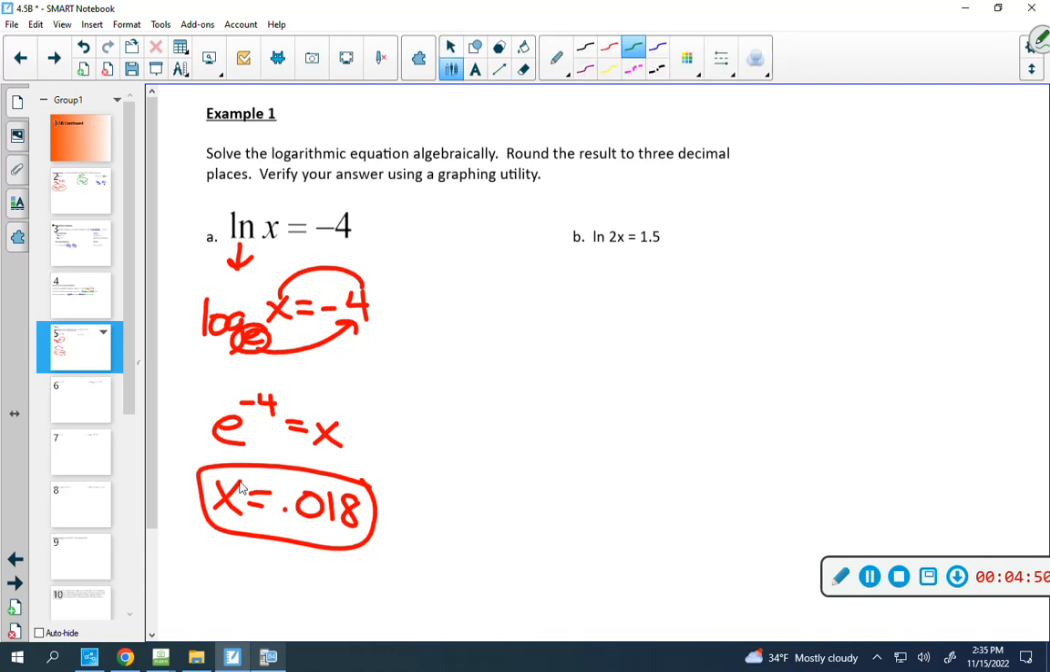If I put 0.018 in here for x, I do not have a log of a negative. So we're okay. I'm going to keep that answer, but I'm already starting to think about that.